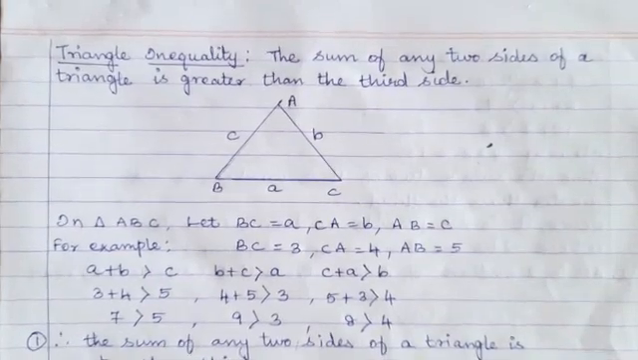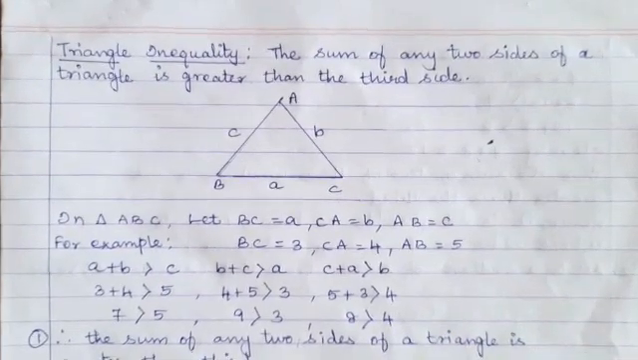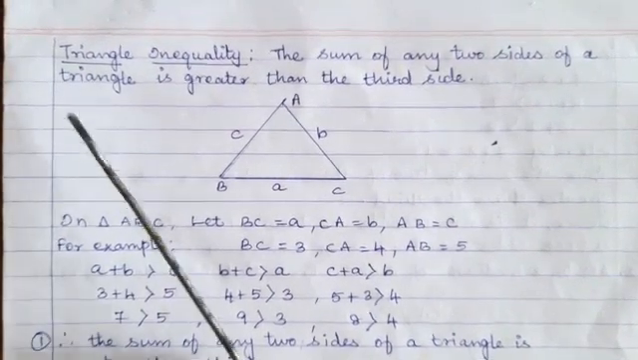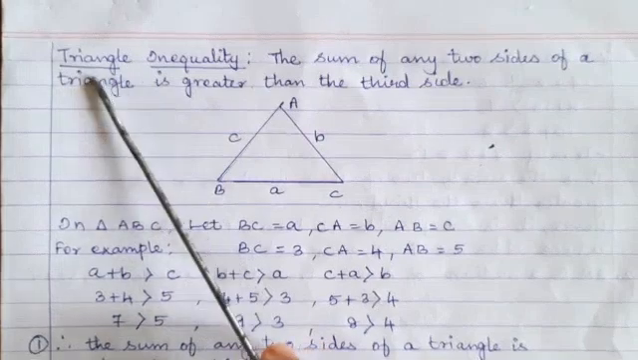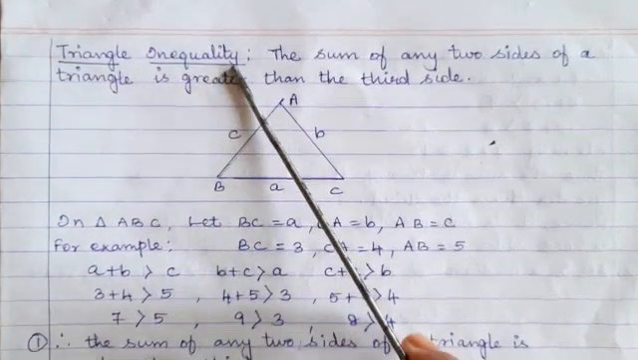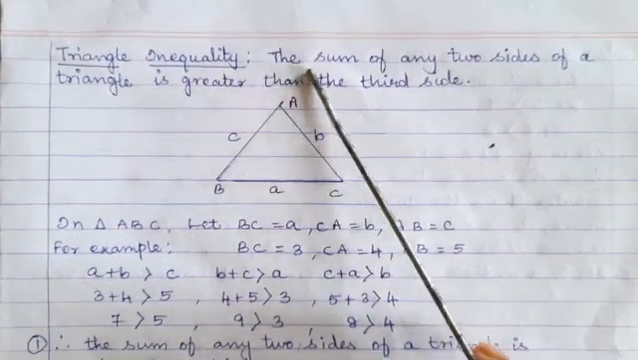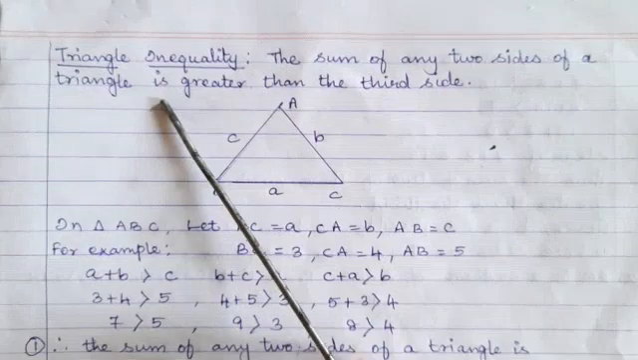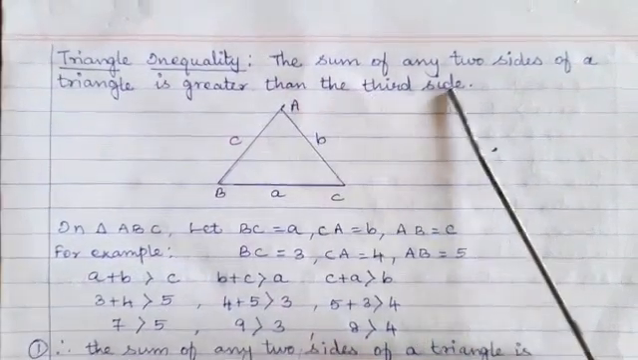Dear students, good morning. We will continue chapter 15, properties of triangles. See the first theorem, or rather one more, that is the third theorem in this chapter: the triangle inequality. What is the theorem? The sum of any two sides of a triangle is greater than the third side.